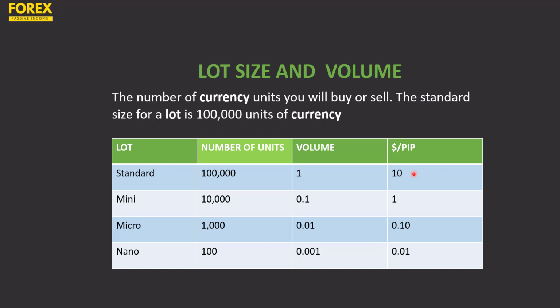I believe when we are on our practical session where we'll be placing trades, you will understand how this works. But basically, just understand that a standard lot size is 100,000 units, and what you make per pip is about $10 per pip. You understand what a pip is? That's a price change. Any time the market price changes by a pip, you make $10.